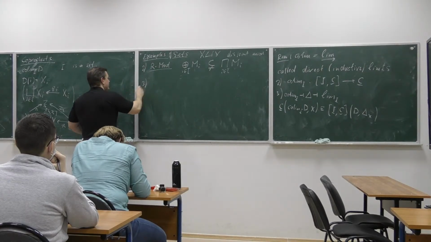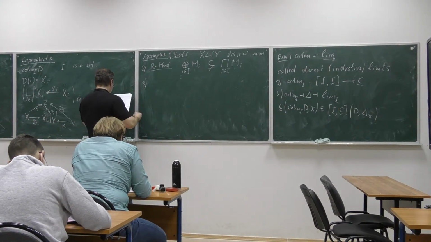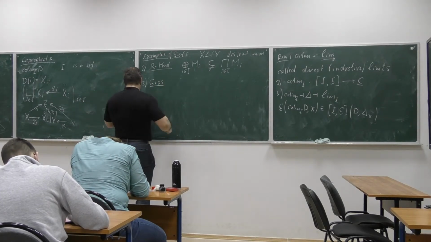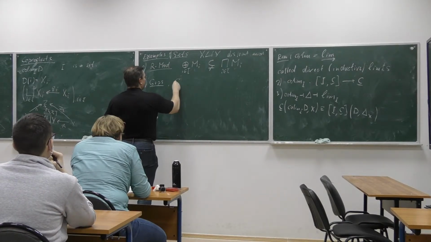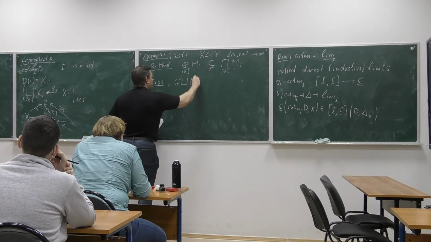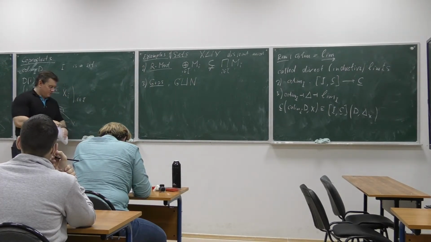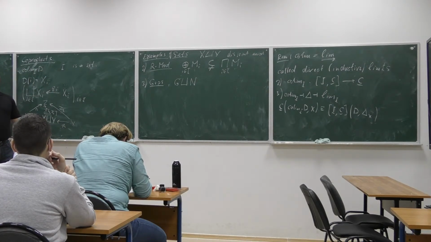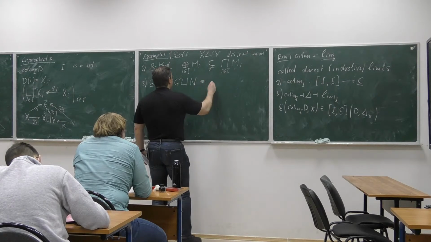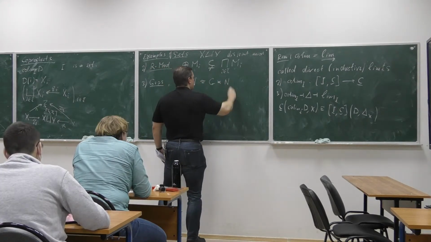Okay, 3, groups. So what if I have two groups, G and N? What is the coproduct in the category of groups? G and N are groups. Yeah, it is the free product.